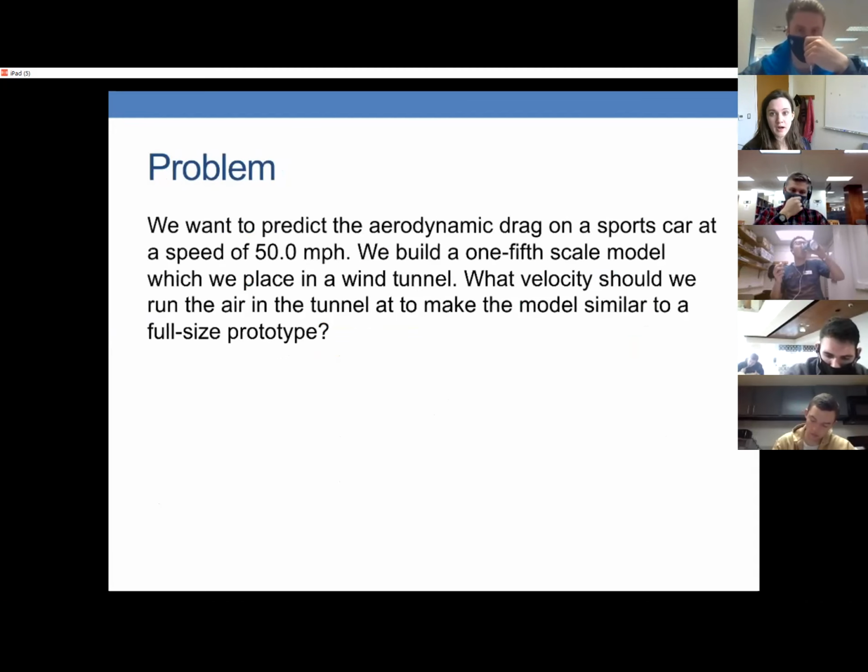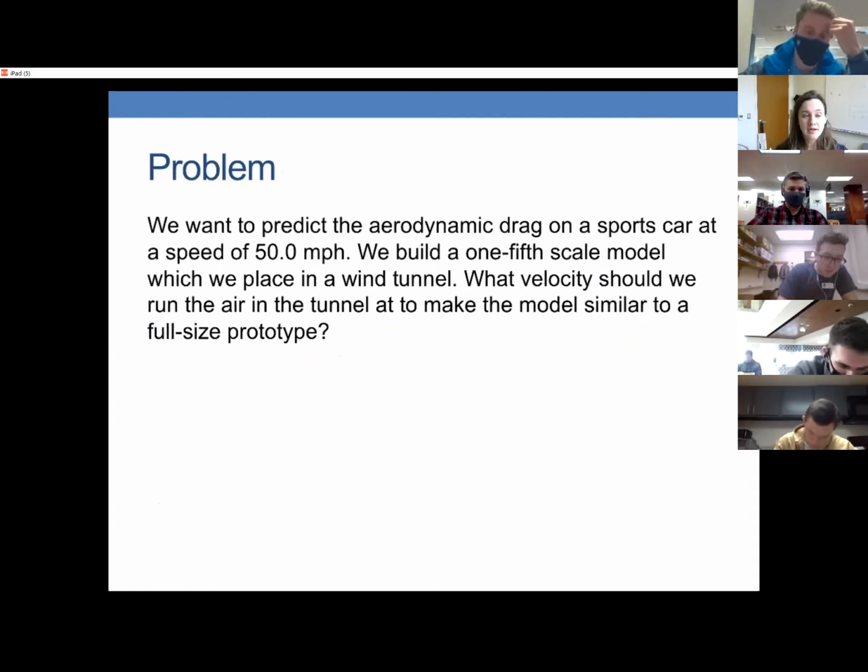Now let's do an actual problem. So we want to predict the drag force on a car when that car is driving 50 miles per hour. So we build a 1/5 scale model, put it in a wind tunnel, and the first thing we need to figure out is what velocity should we have the air in the wind tunnel be? Okay? We want to pick a velocity to make the model similar to the big car.